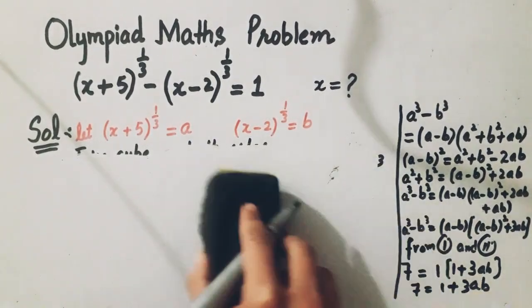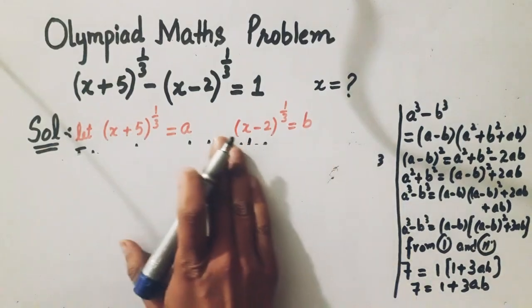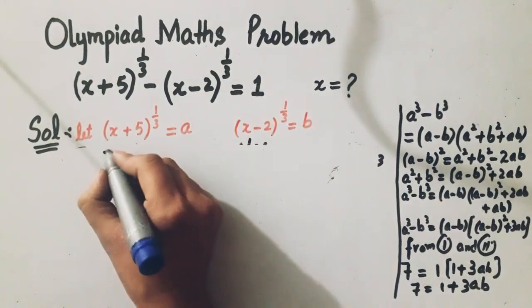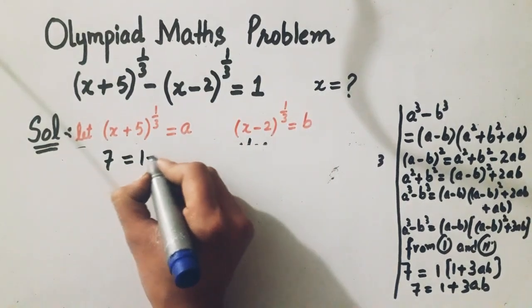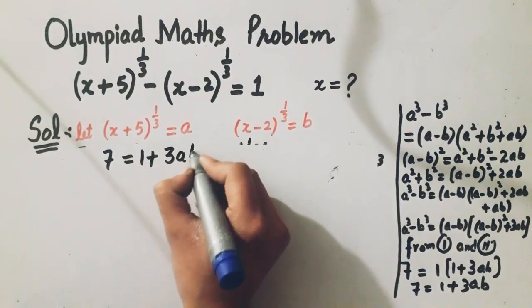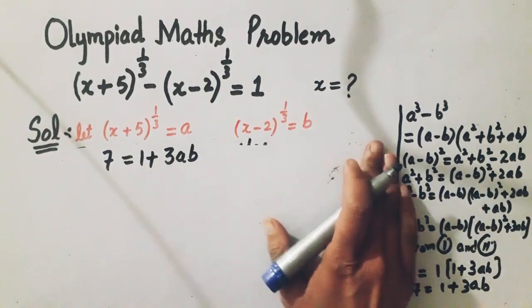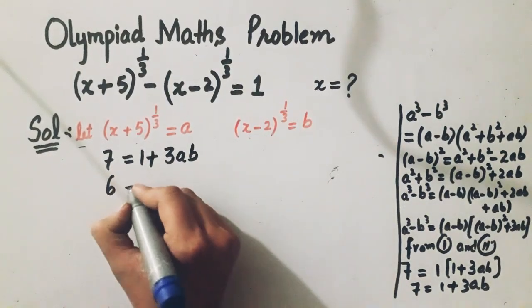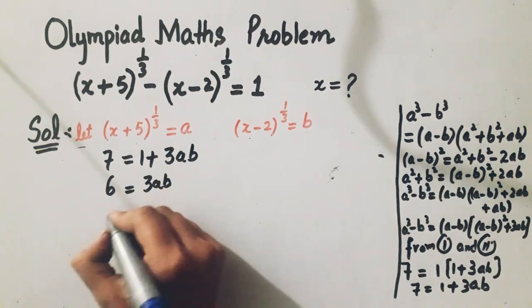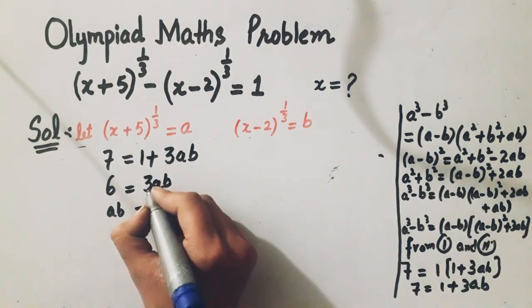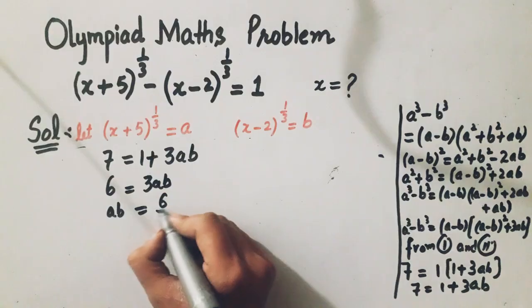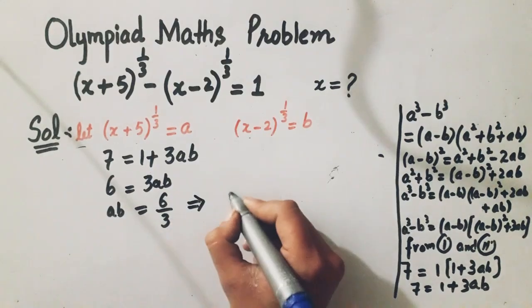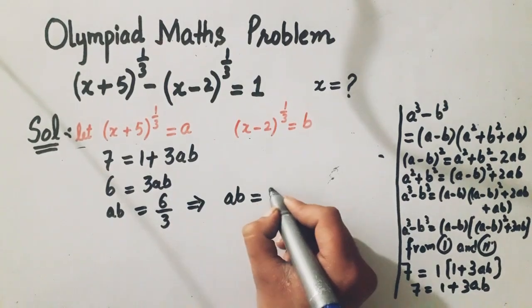We have 7 equals 1 plus 3ab. So this one is subtracted and we have 6 equals 3ab. Then ab will equal, this 3 is multiplied, it will be divided. So 6 by 3, which implies ab equals 2.